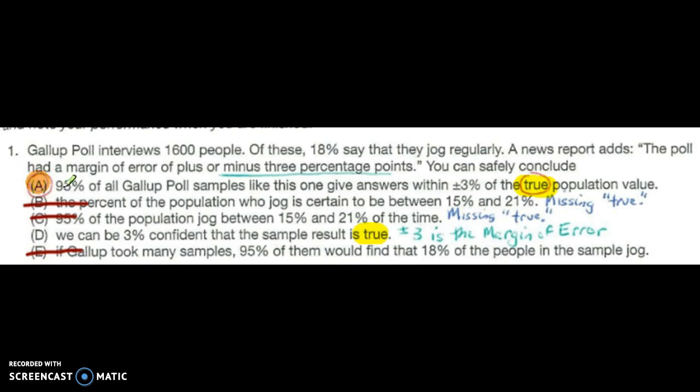And A is correct because we're doing a 95% confidence interval that it's within those values, plus or minus 3%.